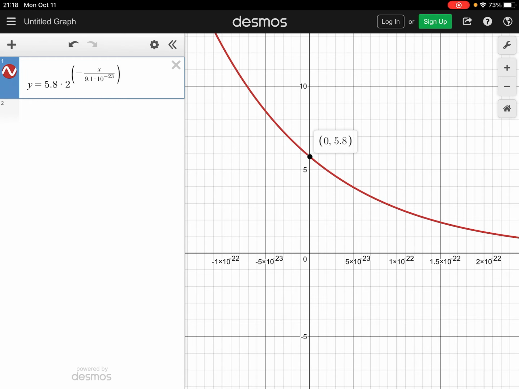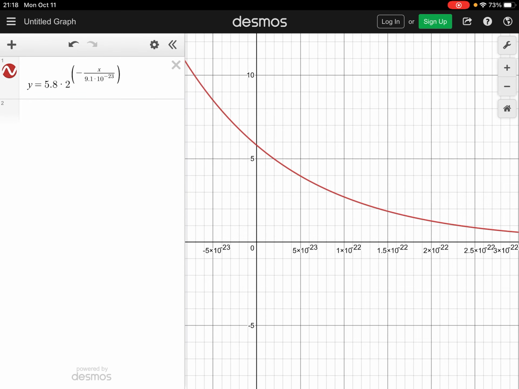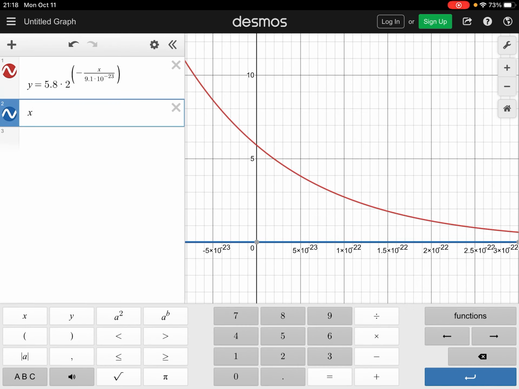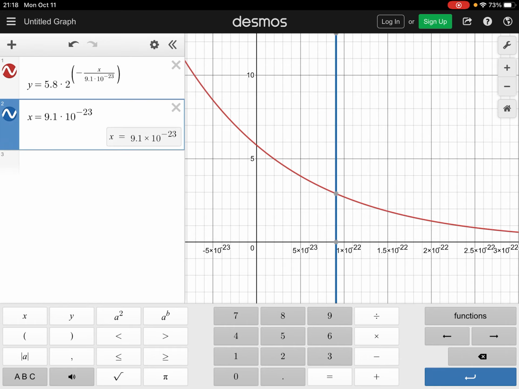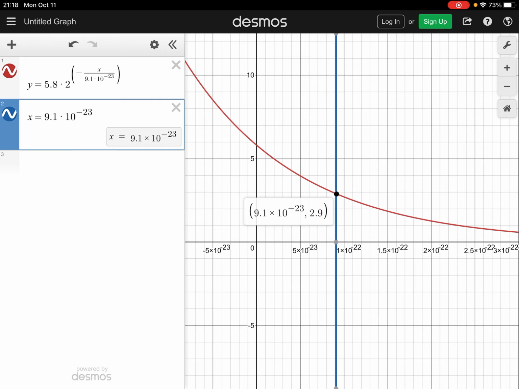There's our graph. You can see we start out with 5.8 grams, and you can see our scaling. There's 5 times 10 to the minus 23. So if I went x equals 9.1 times 10 to the minus 23, there'd be 2.9 grams left, 50%. After one half-life, 50% of the material is left.